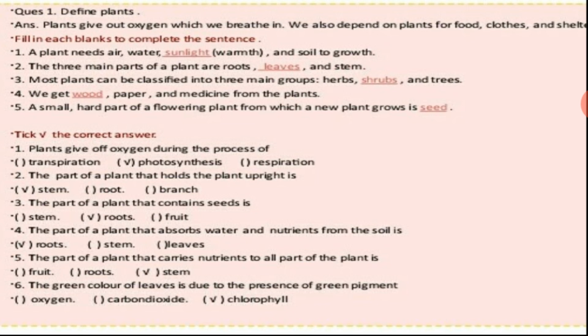Okay, then class is over. Please correct one thing. Number 3, the part of a plant that contains seed is fruit, children, not root. The teacher put a tick on roots by mistake, so you have to correct it. It is fruit.